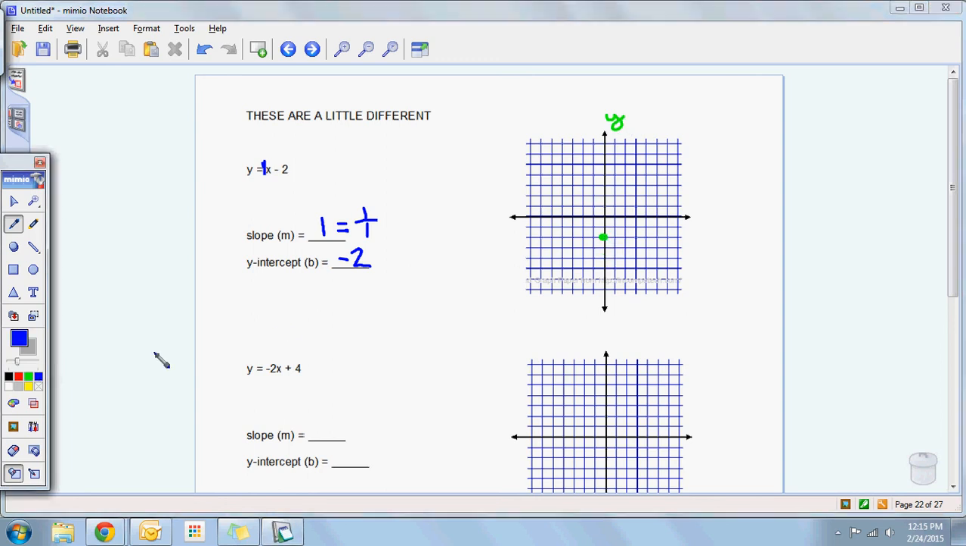And then from there, I'm going to graph a slope of +1 over 1. So up 1 over 1, up 1 over 1, until you run out of room. Go both directions so you have a nice line all the way through your graph. Beautiful. Connect with a straight edge and you're good to go, okay?